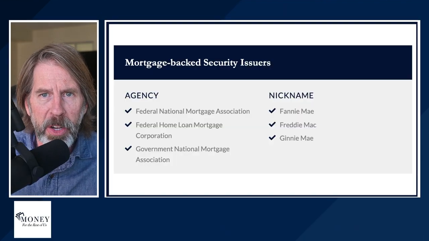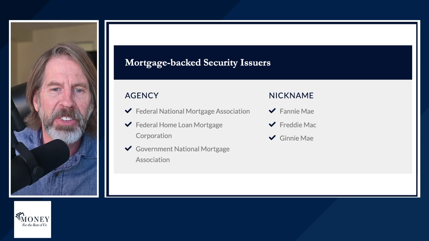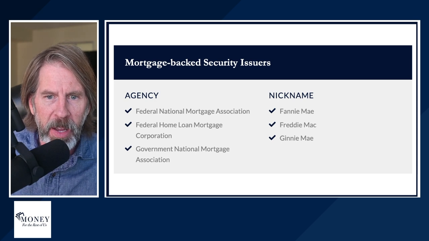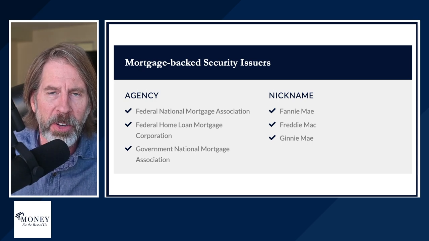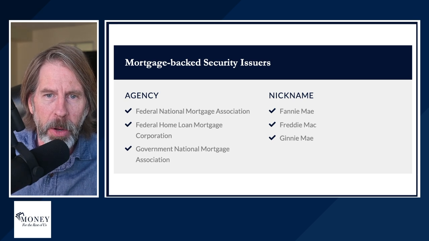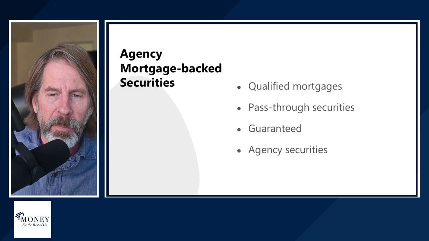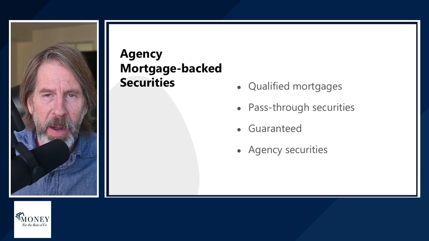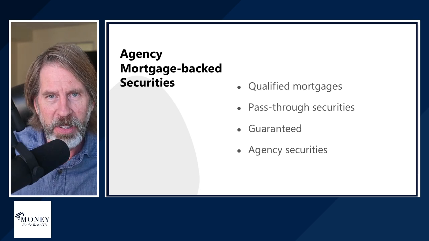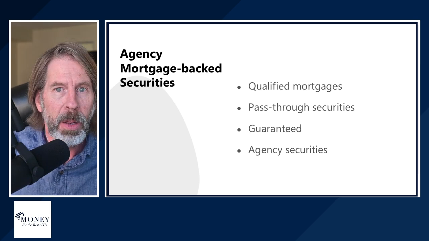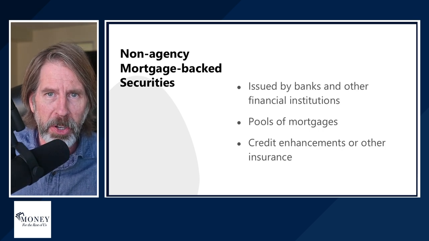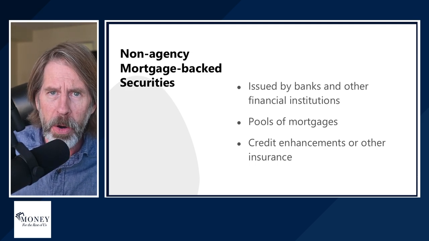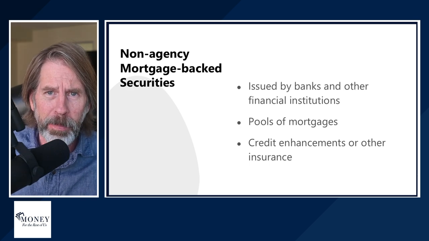Now, the issuers of mortgage-backed securities are Fannie Mae, Freddie Mac, Ginnie Mae, and these are agencies of the U.S. government. Some are owned by the U.S. government and others aren't, but they buy up mortgages, package them up into a bond known as a mortgage-backed security. The mortgages that are in there have to meet certain qualifications, and they are guaranteed by the federal government, which is why the yields on those mortgage-backed securities tend to be low. There's also non-agency mortgage-backed securities that are issued by banks or other financial institutions that aren't guaranteed by the federal government, and they get a little higher yield.